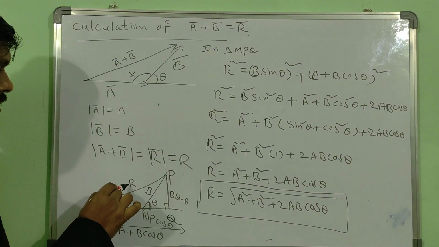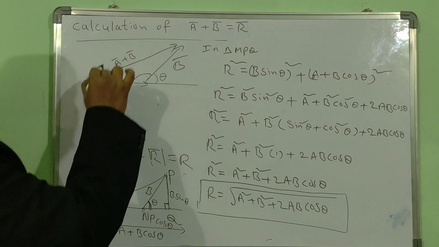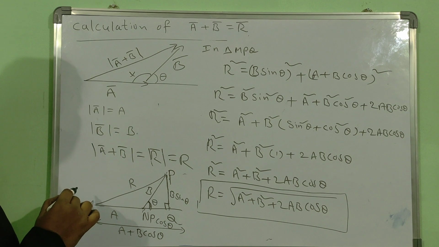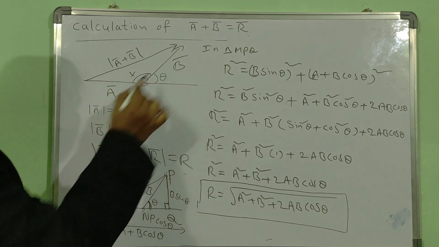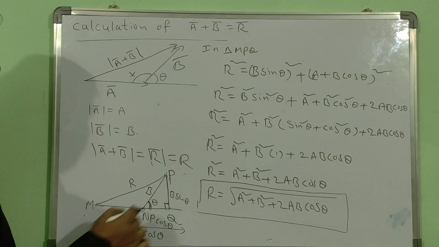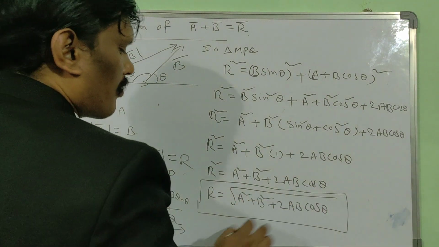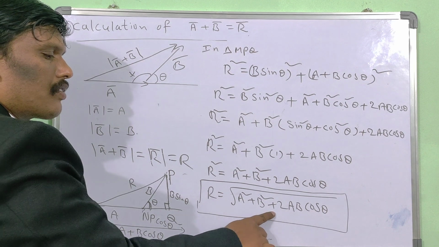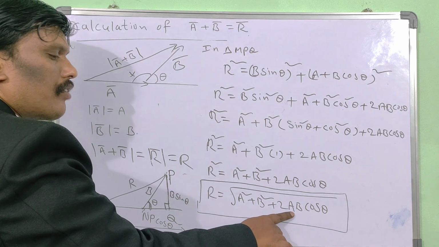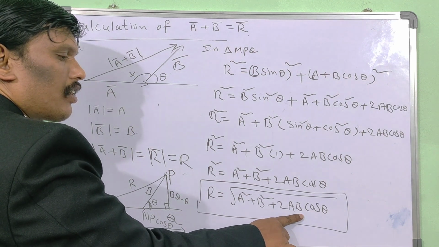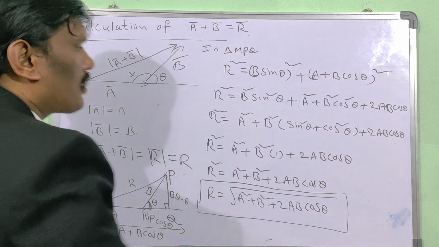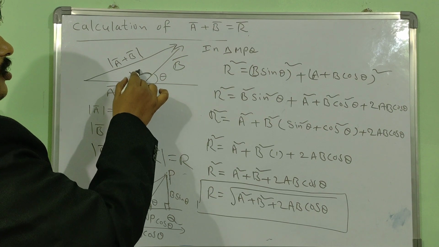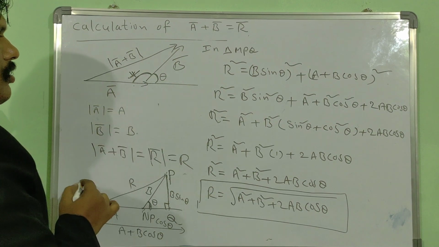What is R? The magnitude of A bar plus B bar, that means the length of the resultant vector of A bar and B bar. How to calculate R? The square root of magnitude of A bar squared plus magnitude of B bar squared plus 2 times magnitude of A bar into magnitude of B bar into cos theta, where theta is the angle between these two vectors. This is not the angle between the two vectors. This is the angle between the two vectors.